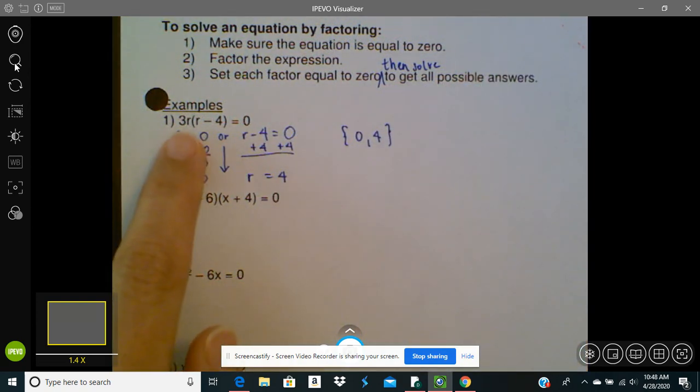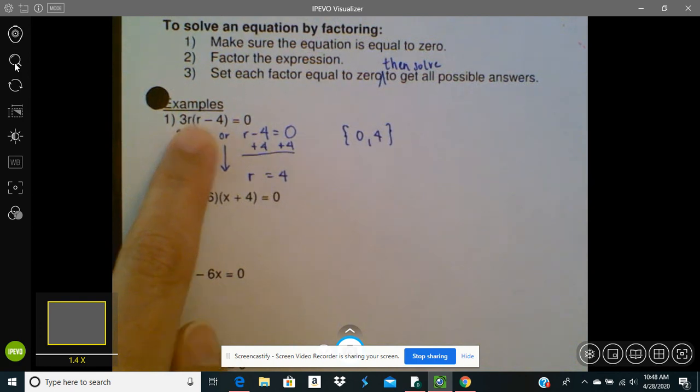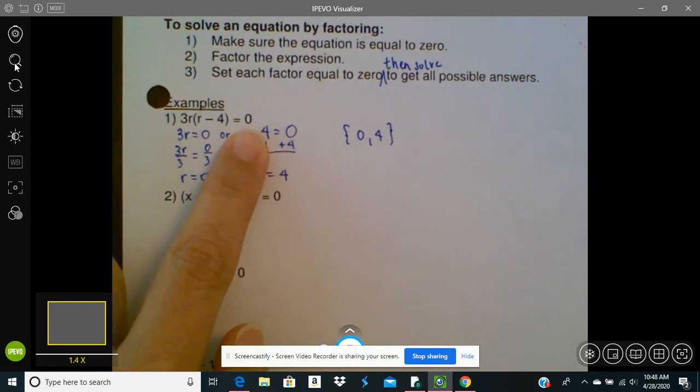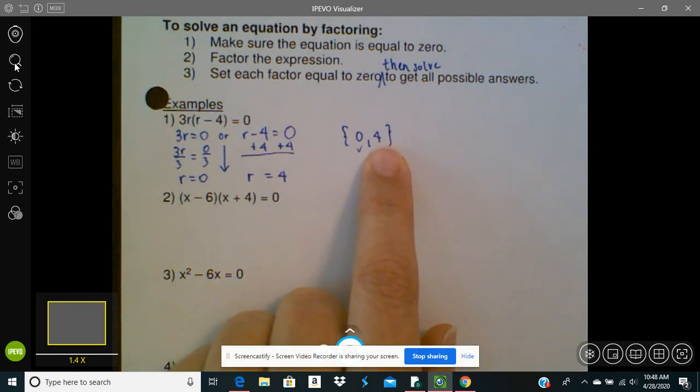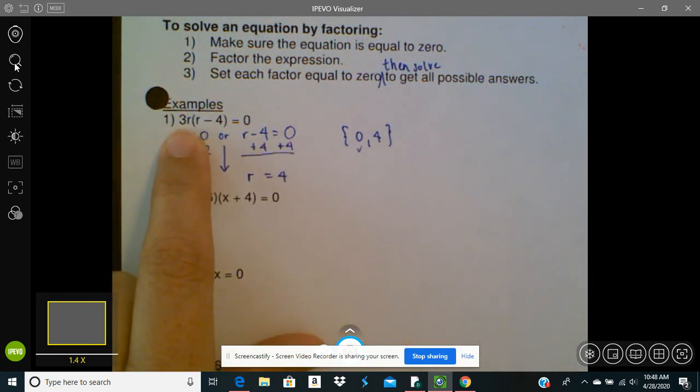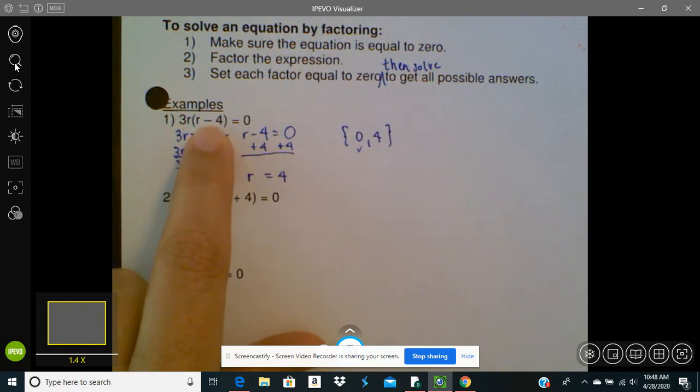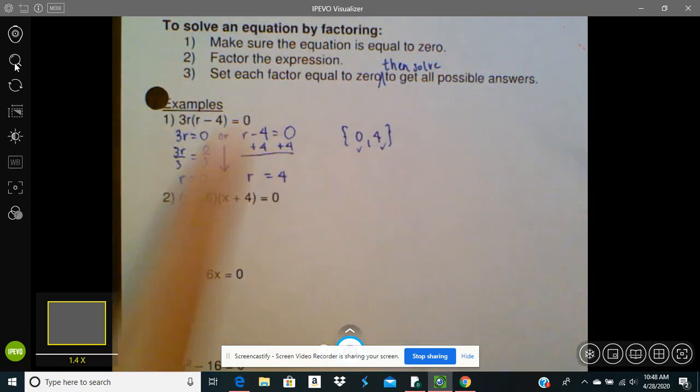Plug it in and see. 3 times 0 is 0. 0 times whatever this is 0. So that one checks. Now let r equal 4. 3 times r is 12. 4 minus 4 is 0. What's 12 times 0? 0. Oh, that one also checks. All right, so this is what we're going to be doing.